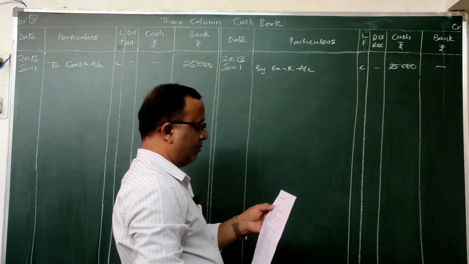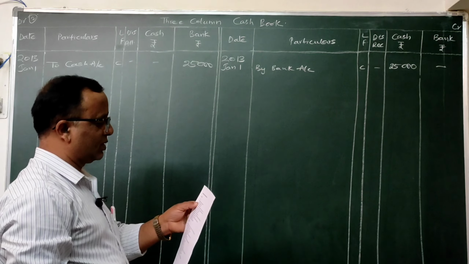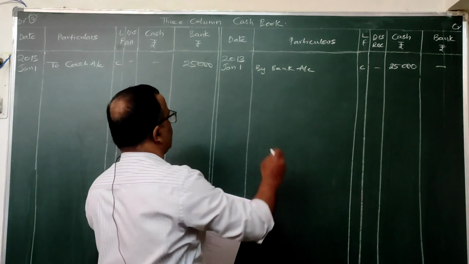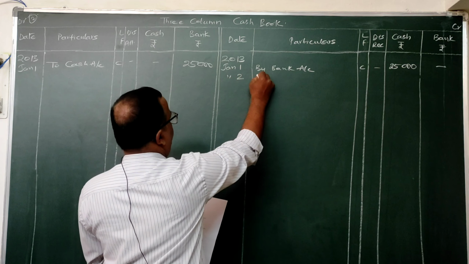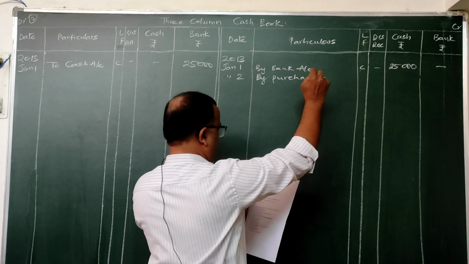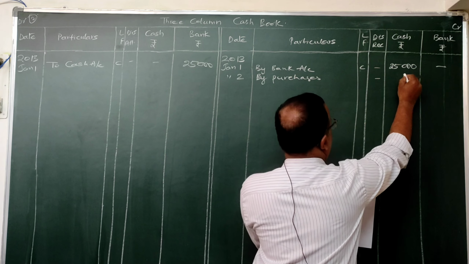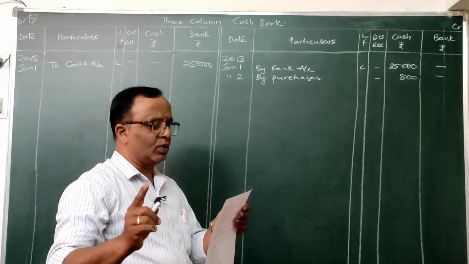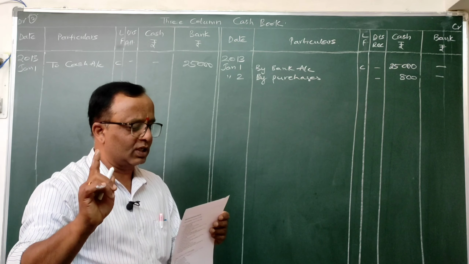Next, second date, made cash purchases. When cash purchases are made, our entry is purchase account debit to cash. So on credit side, by purchases. Okay, here the amount is 800. Please go through the entry when you are posting it in any particular ledger account.